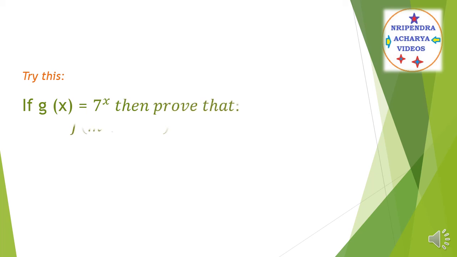Now try this. See the question on your screen. If g(x) is equal to 7^x, then prove that g(m + n + p) equals the product of g(m), g(n) and g(p). It is just a change of variable, isn't it? Nothing is different in both questions.